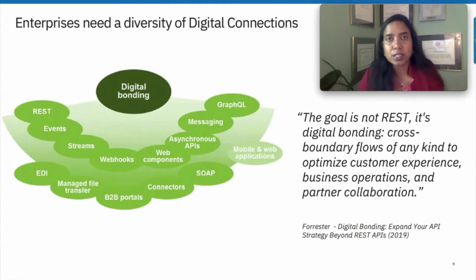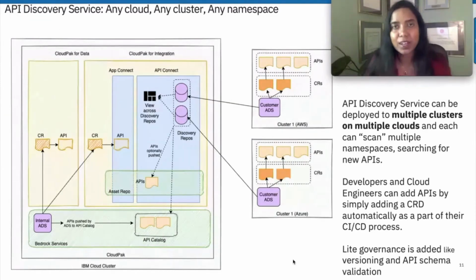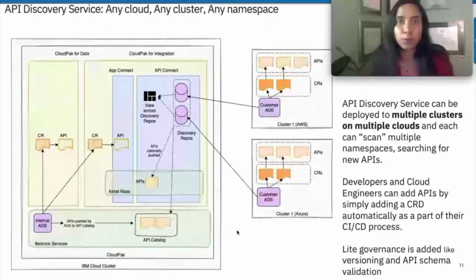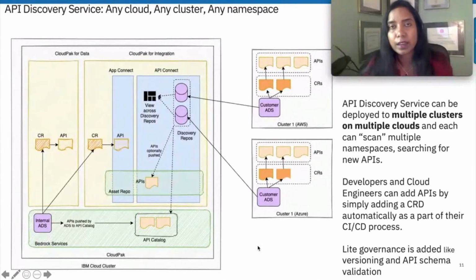So if you look at a typical API management solution, it would need a diversity of digital connections. So these CRM systems that we talked about earlier, how you're exposing them as APIs, not just using REST APIs, but also async APIs, GraphQL APIs. So there is a diversity of digital connections that are needed. So this is where I want to introduce declarative API management. So in this picture, what I have here is IBM's proposal of how an automatic discovery service can be used in an API management lifecycle. Let me walk you through this picture.